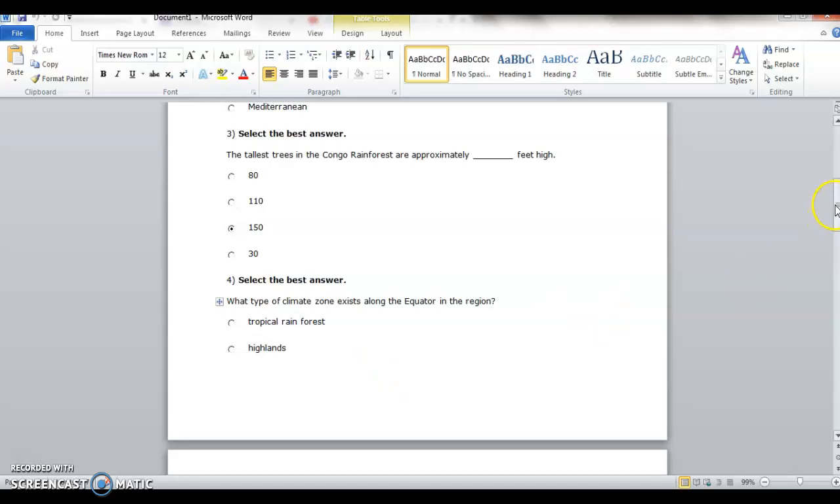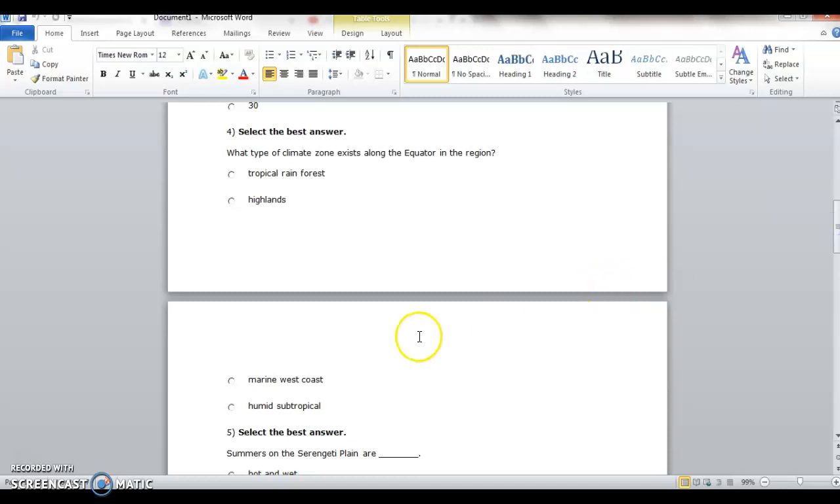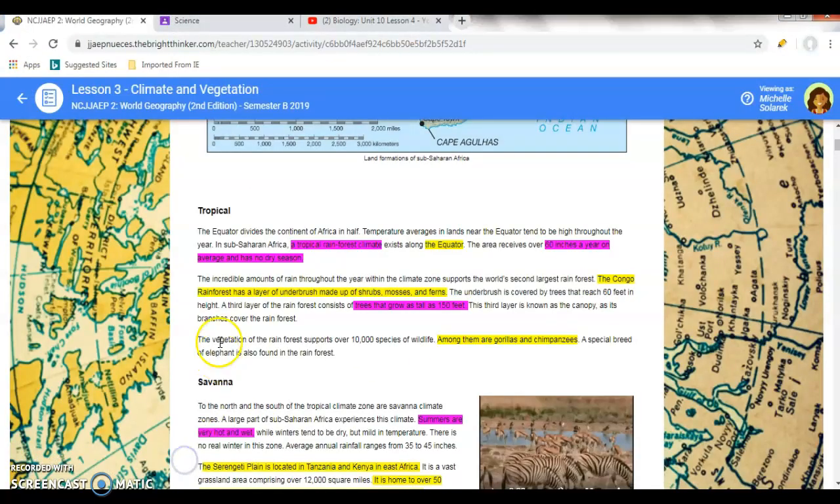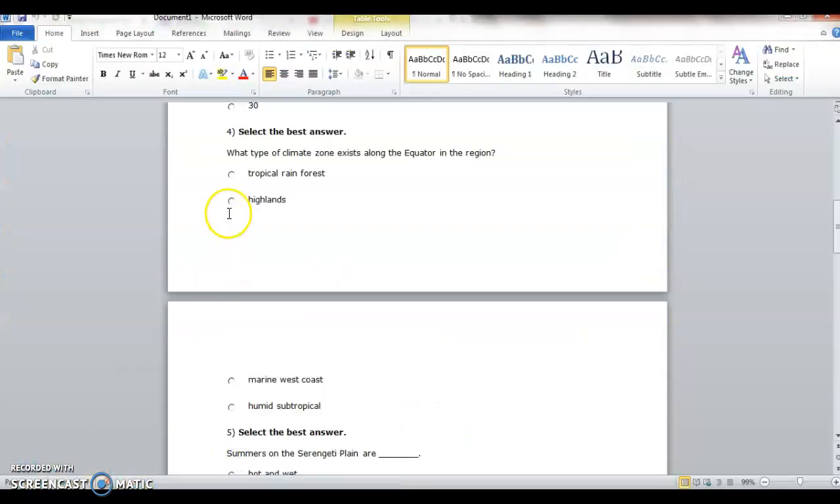So now number 4, what type of climate zones exist along the equator in the region? We'll go ahead and go back to where it talks about the equator again. So it has a tropical rainforest climate that exists along the equator. So going down, we have the tropical rainforest. That's that answer.